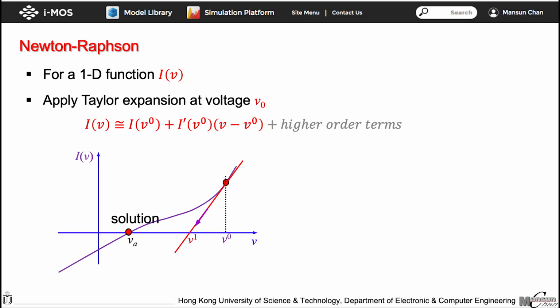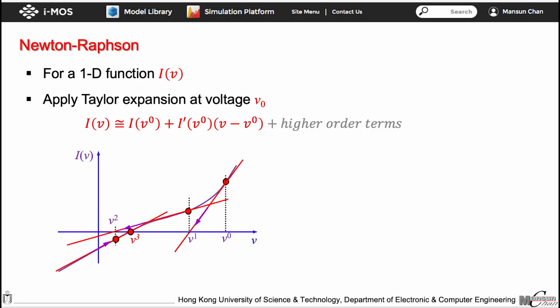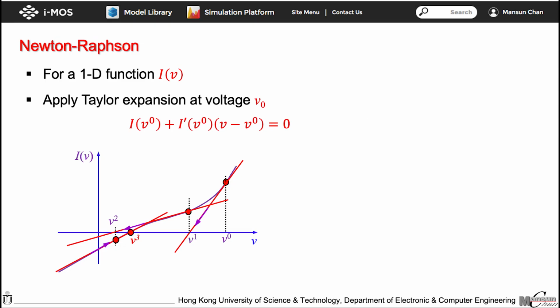We can then use v1 as our new guess and expand the function around this point. This process yields a better approximation of the solution. We continue this iterative process, with each new guess getting progressively closer to the true solution. To find the next guess, v1, we set our approximated equation to 0 based on our current guess v0, and solve for the required voltage V. In this example, v1 is determined by the equation provided.